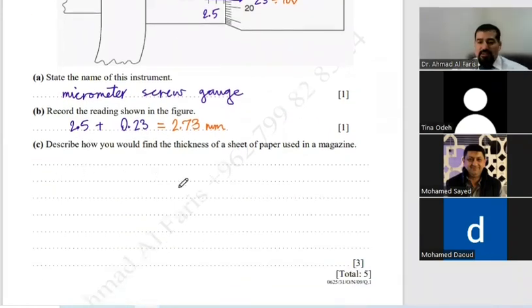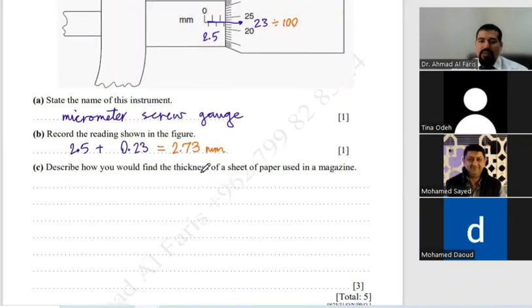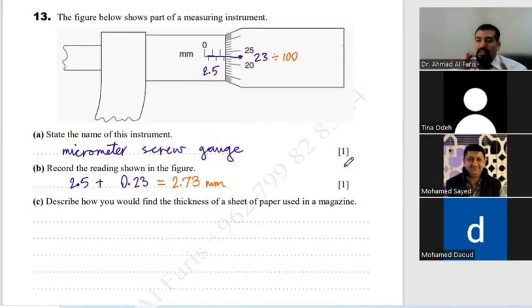Now, part C of this question, what do they ask? Describe how you will find the thickness of a sheet of paper used in a magazine. If I have a sheet of paper and I use the micrometer directly to measure its thickness, I will not be accurate because it's very thin. So what do I need to do? Tell me in the chat.